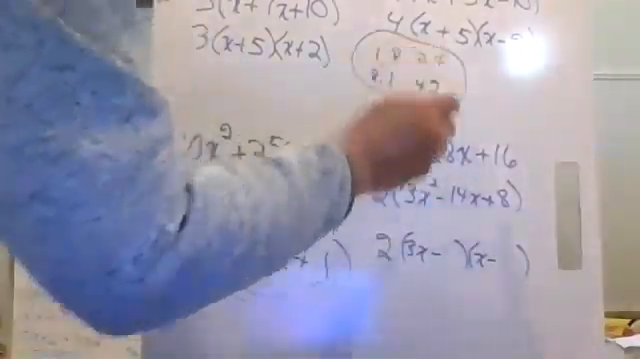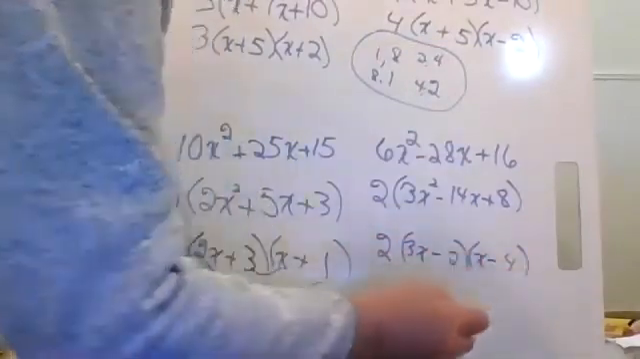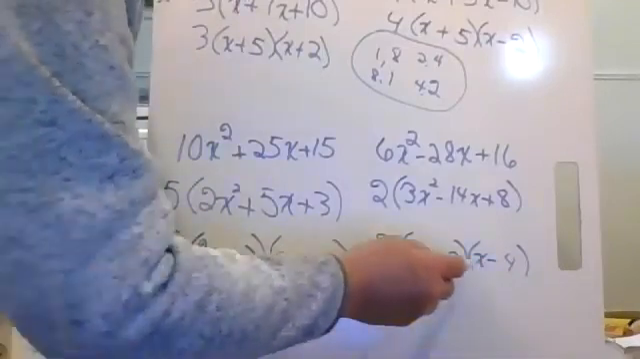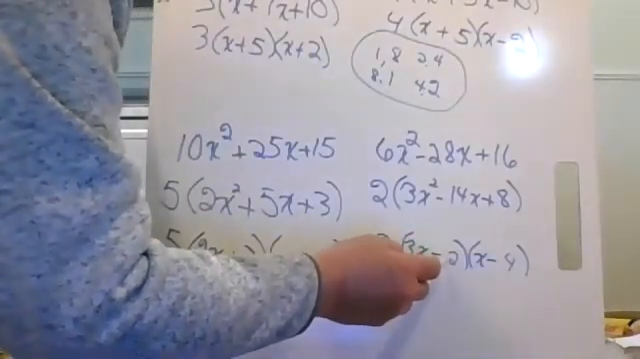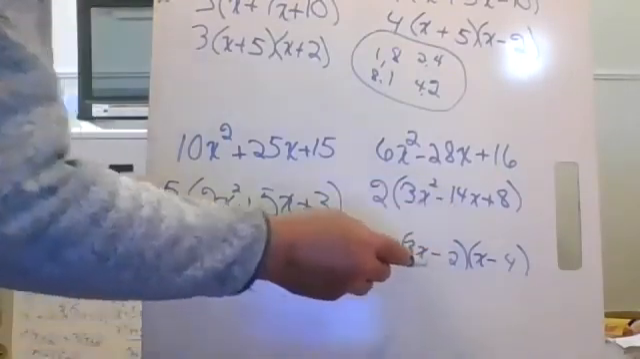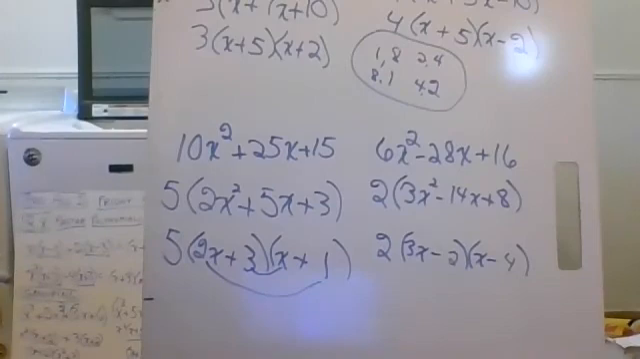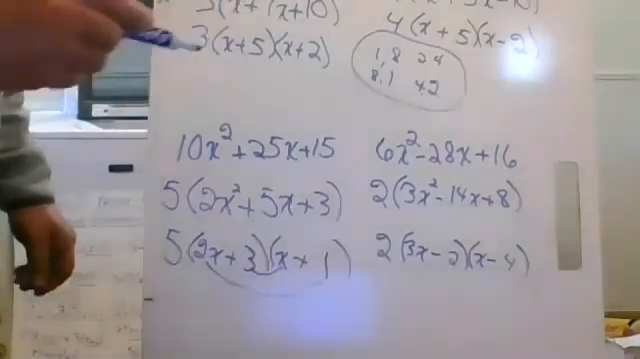So now we check 2 and 4 and 4 and 2. If we check 2 and 4, we get minus 12 minus 2 is minus 14. So we found it. Trial and error. And so we get 2 times 3x minus 2 times the x minus 4. All right? That is what you're doing in section 8.